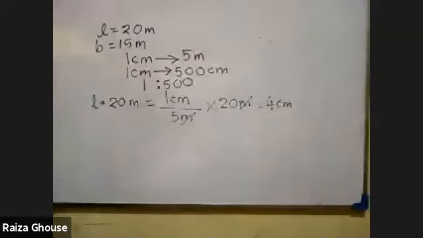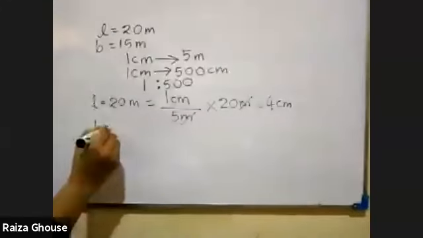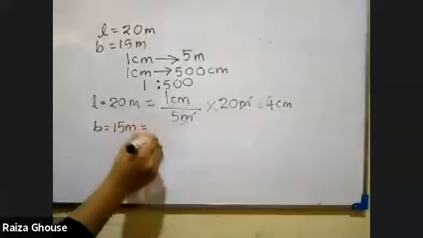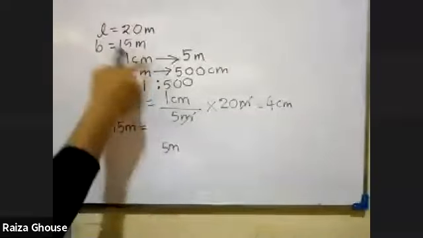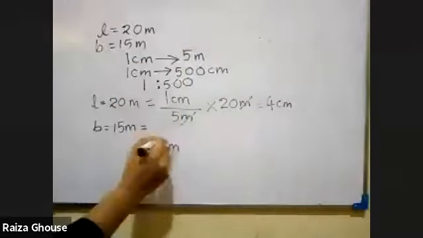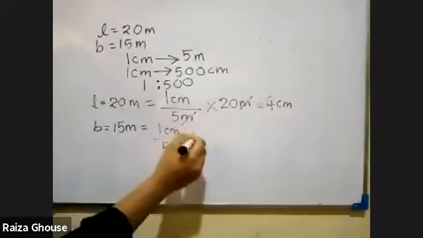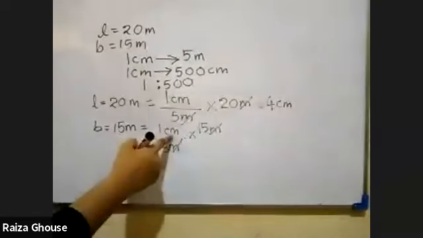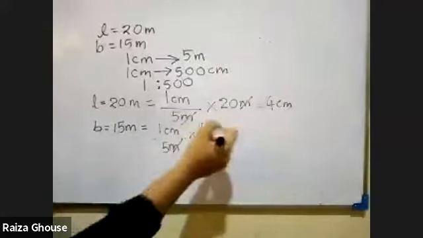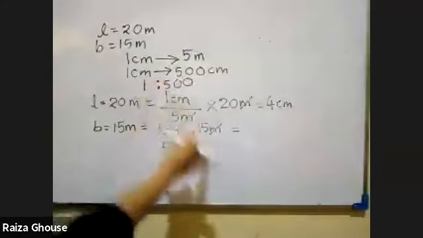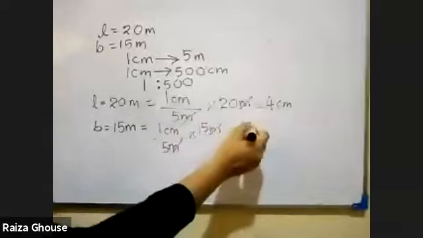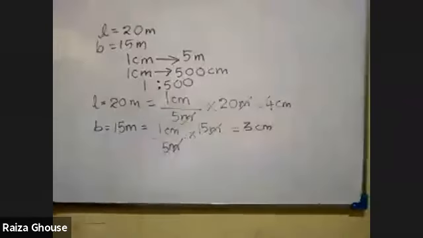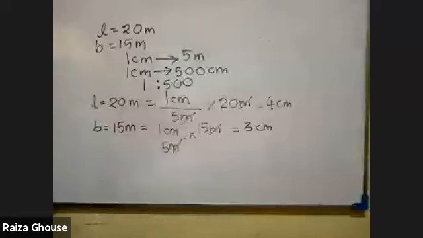Similarly, you have to find out the breadth, that is 15 meter of actual length, where 5 meter is representing 1 centimeter. So what about 15 meter? Your meter and meter get cancelled. The answer comes in centimeter. There is a multiplication and then the division. 15 divided by 5, 3 centimeter. So you can take your ruler and measure a length of 4 centimeter and a breadth of 3 centimeter and draw that. So this is the way of doing.